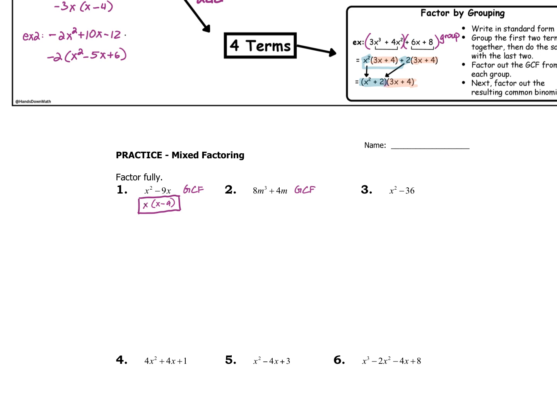Okay, scanning ahead here, I'm looking at 2 and 3, and those are both binomials. So why don't you go ahead and factor the GCF and then determine if it's a perfect square. And if it is, factor it. If you're unsure how to do that, just rewind and see what I did before, and then rejoin me when you're ready.